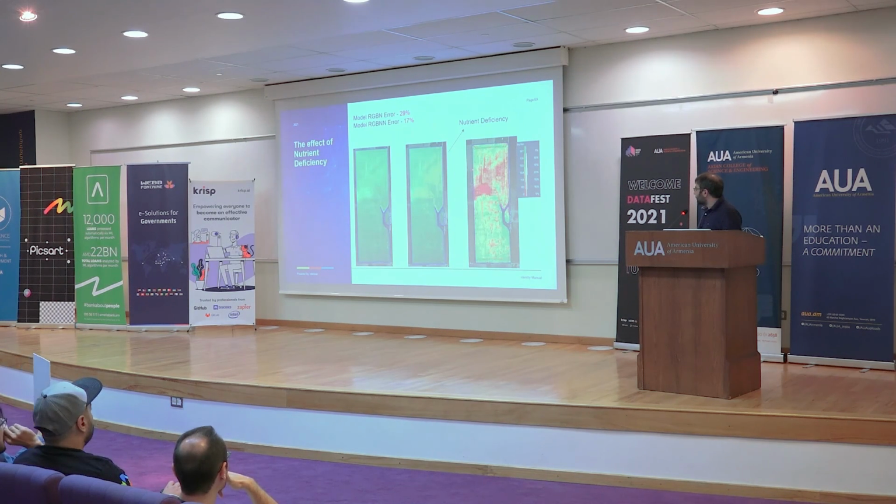Yeah, for example, this is a field that without nutrient deficiency is not working properly, but when we add it, then we have a much better prediction. The error rate is going down by around 12%.